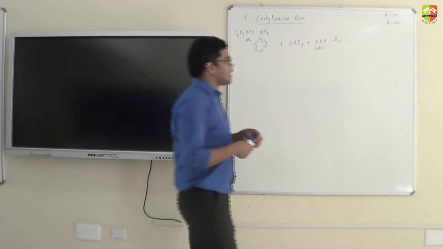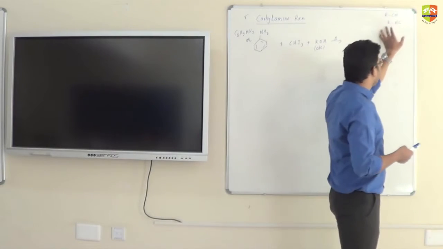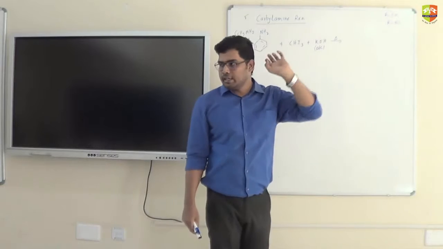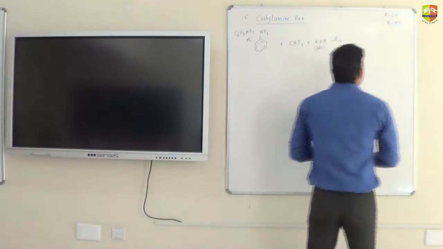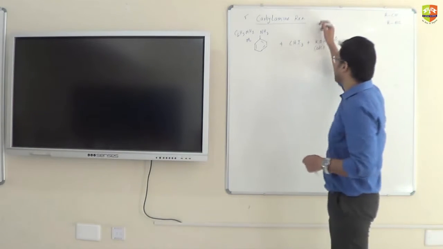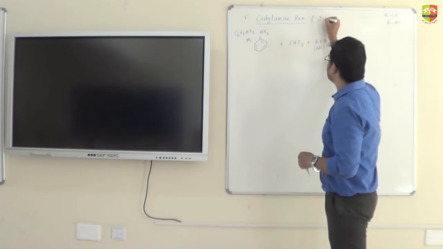Here, since carbon and nitrogen both have the tendency to attach with the alkyl group, that's why we call it ambidentate. Okay? So whenever the C of CN attacks R, it is known as cyanide. And when N attaches, it is known as isocyanide. Okay? So this is the carbylamine reaction, which we also call the isocyanide test.